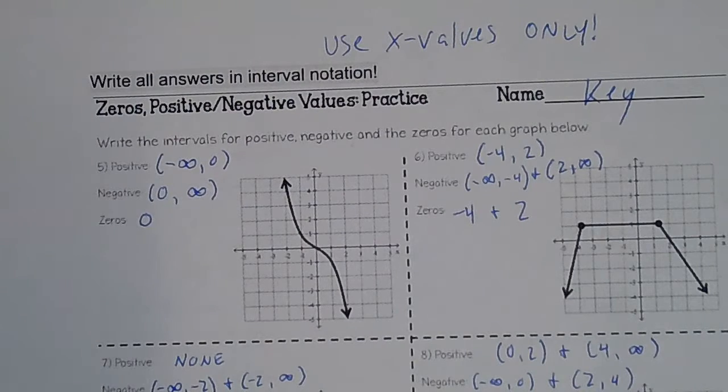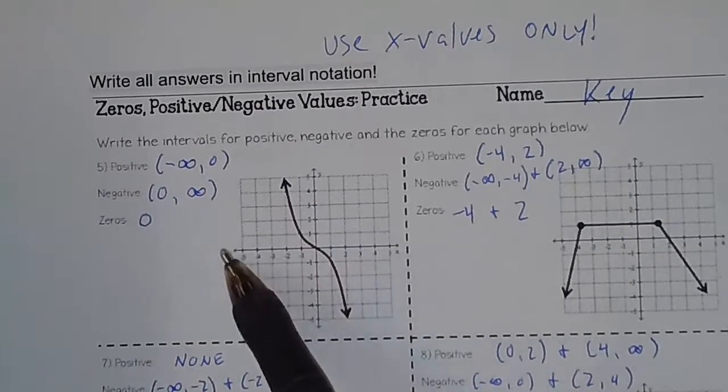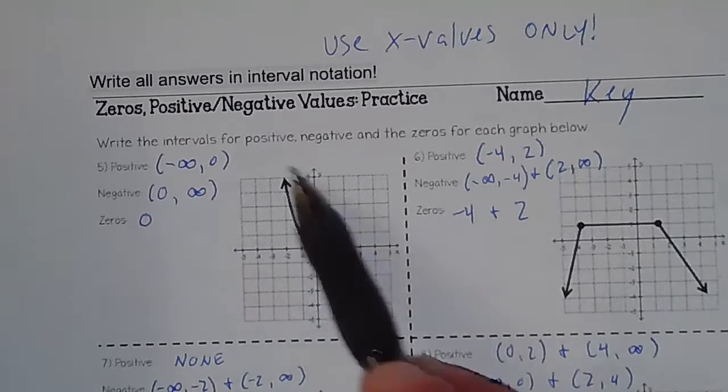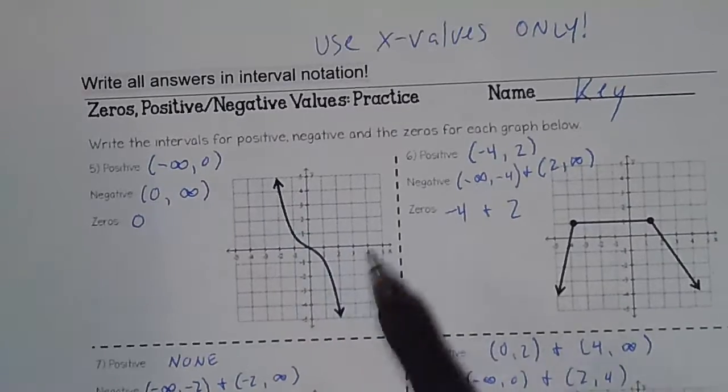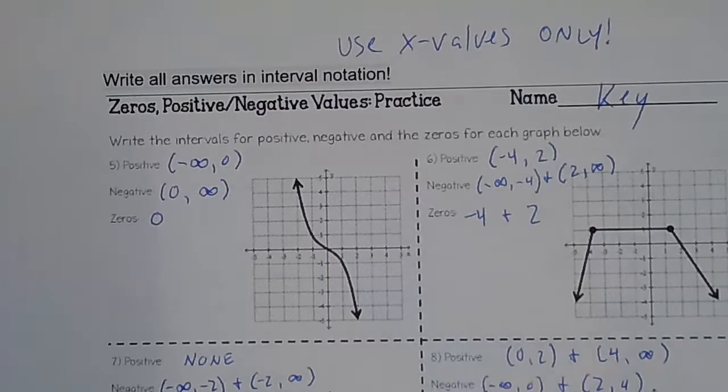If we go over the sheet here, just these first two are what I would call pretty basic ones. So this graph is positive just for this little stretch here, so that'd be from negative infinity to 0. It's when the graph's above the x-axis. And then it's negative from 0 going on to infinity. This is the part of the graph that's below the x-axis.